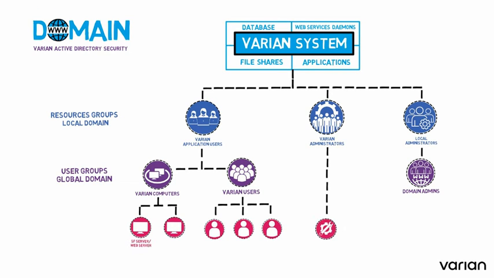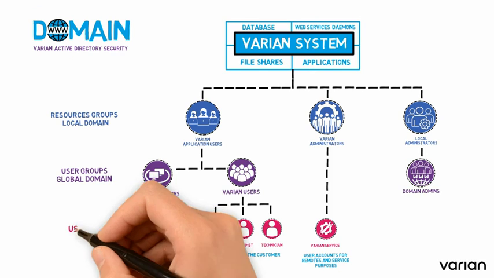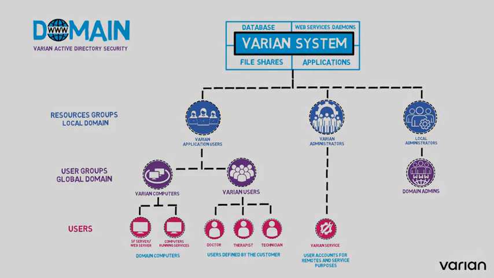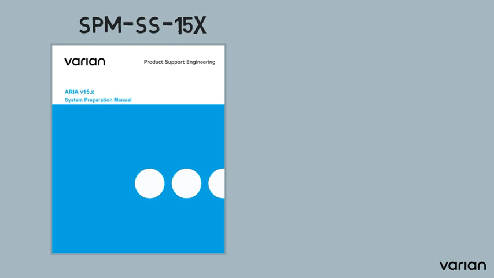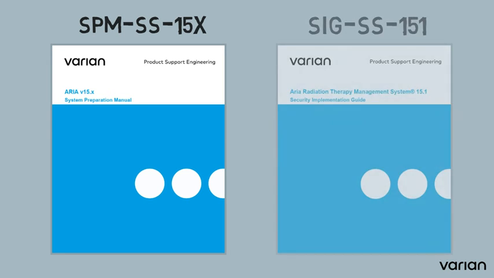The users within the VARIAN computers group are domain computers. The users within the VARIAN users group are defined by the customer. And finally, the user accounts which are part of the VARIAN administrators group are for remote and service purposes. For further information, refer to Reference Documents System Preparation Manual SPM SS15X and the Security Implementation Guide SIG SS151, both of which are found on MyVARIAN.